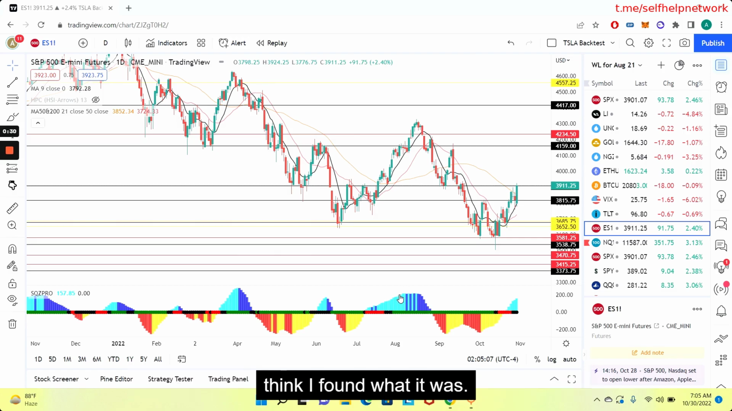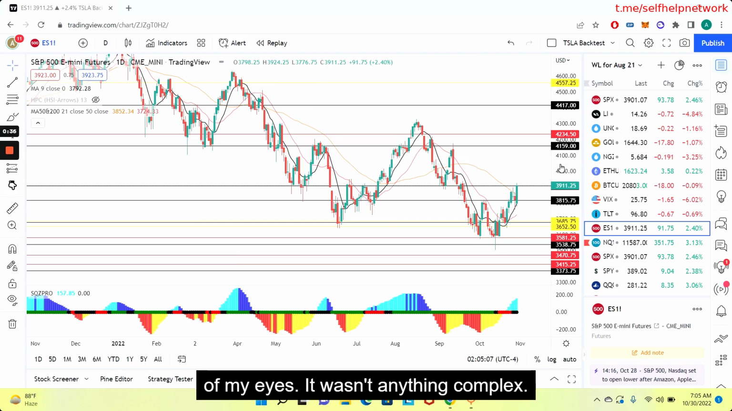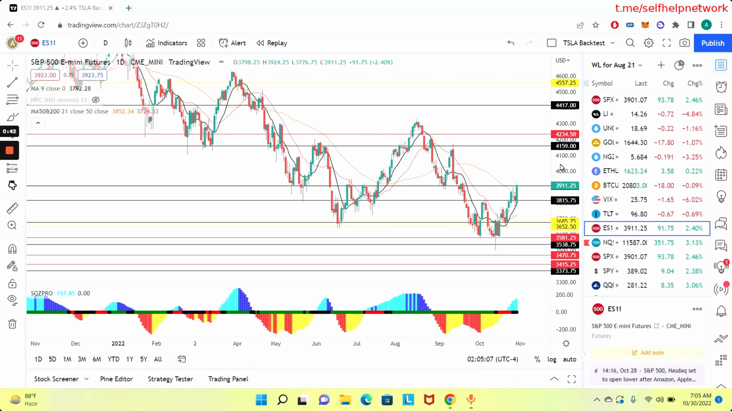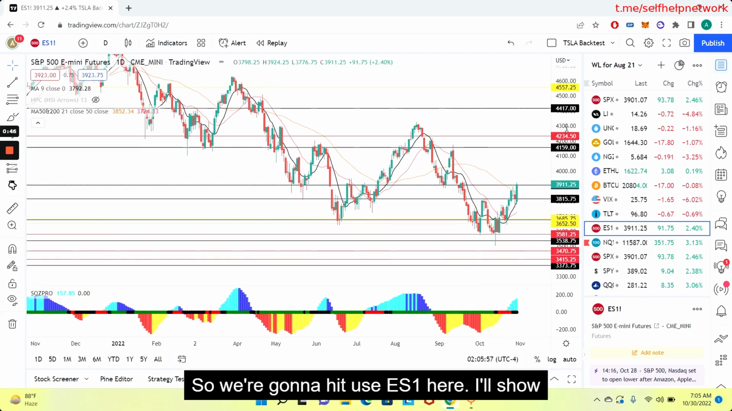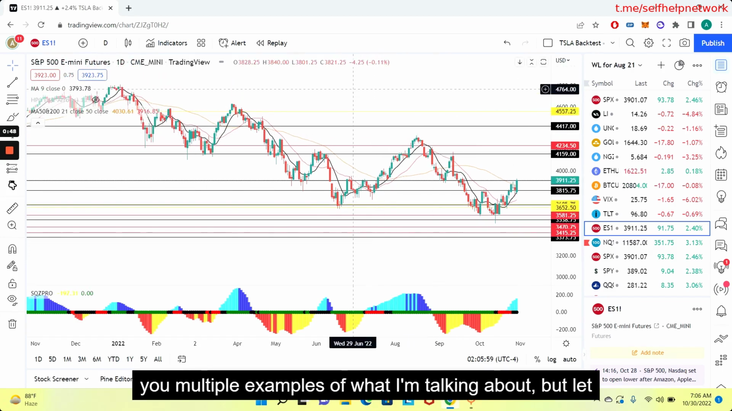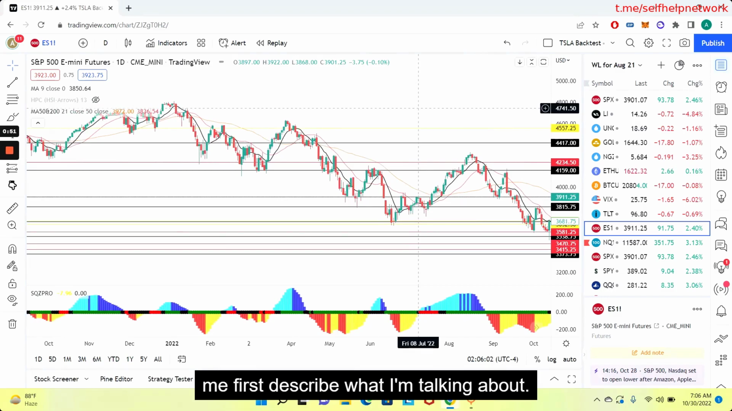And I think I found what it was. It was right in front of my eyes. It wasn't anything complex. It was just the addition of the 21 MA to what we used to do before. So we're gonna use ES1 here. I'll show you multiple examples of what I'm talking about, but let me first describe what I'm talking about.